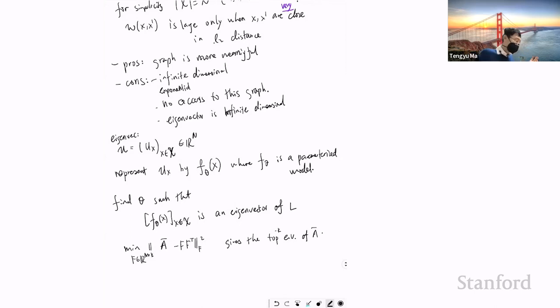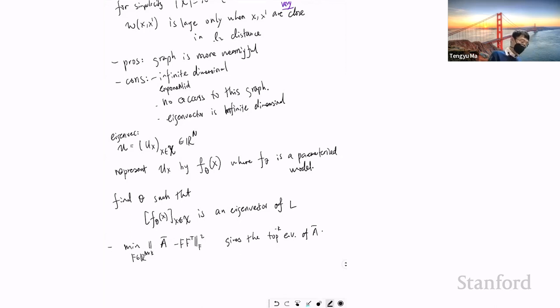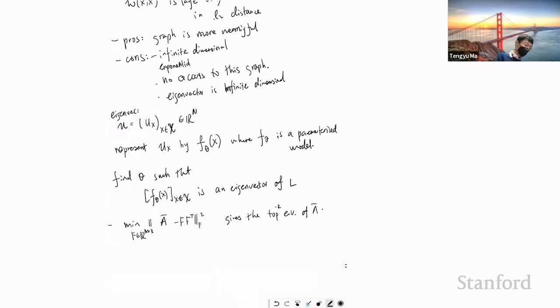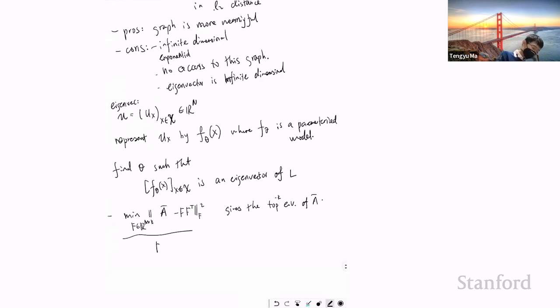You can invoke a theorem to show this. So basically f, the minimizer of this, will be some version of the eigenvector, some scaling of the eigenvectors. And then if you use this objective, you can replace the capital F, which is non-parametric, a very big matrix, and you write it as this.